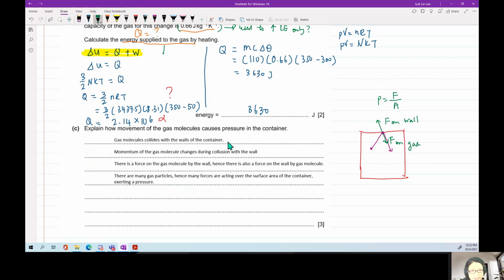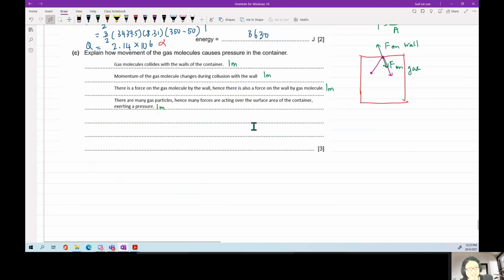So the gas molecule colliding with the wall of the container is 1 mark. Momentum of the gas molecule will change is 1 mark. And because there's a change in momentum, there is a force on the gas molecule by the wall. So there's also a force on the wall by the gas molecule, 1 mark. Because there are many particles, so many forces will act on the entire box. Push, push, push. Everybody push. Billions and billions of gas particles are pushing on the walls of the container, 1 mark. I feel like this is something they put to see whether the candidates know their sciences or not.